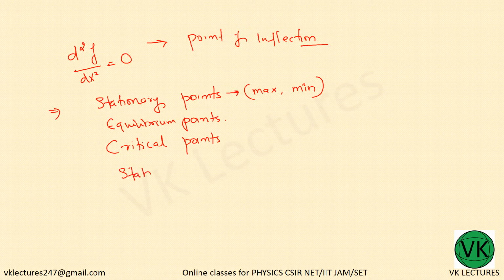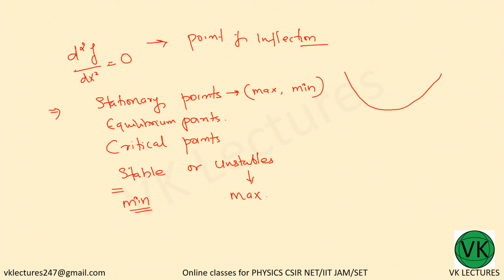Or stable or unstable points. Now what is this stable? Stable means minima, lowest energy. Unstable means maxima, highest energy. Okay, now why is it called stable?